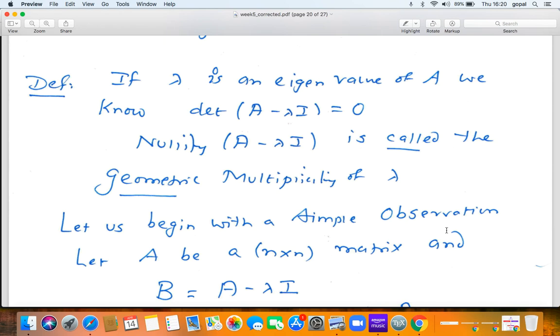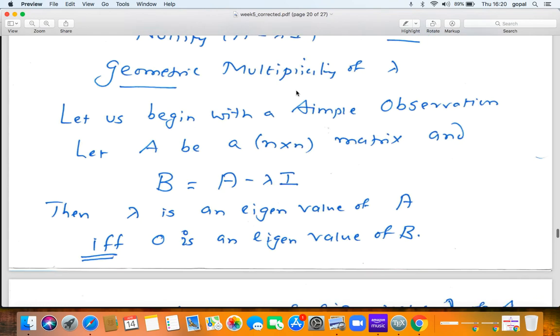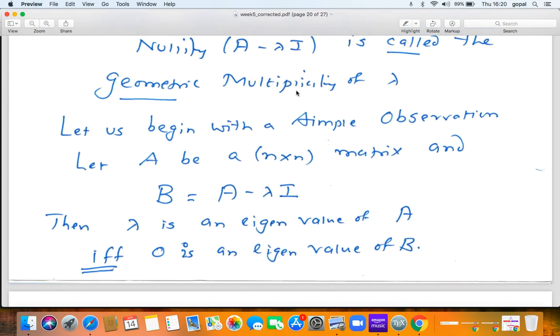So algebraic multiplicity is the multiplicity of the eigenvalue when seen as a root of the characteristic equation, and geometric multiplicity is simply the nullity of A minus lambda I. Let us begin with a simple observation. Suppose A is an n cross n matrix and B is A minus lambda I. I created a new matrix B. Then lambda is an eigenvalue of A if and only if 0 is an eigenvalue of B.